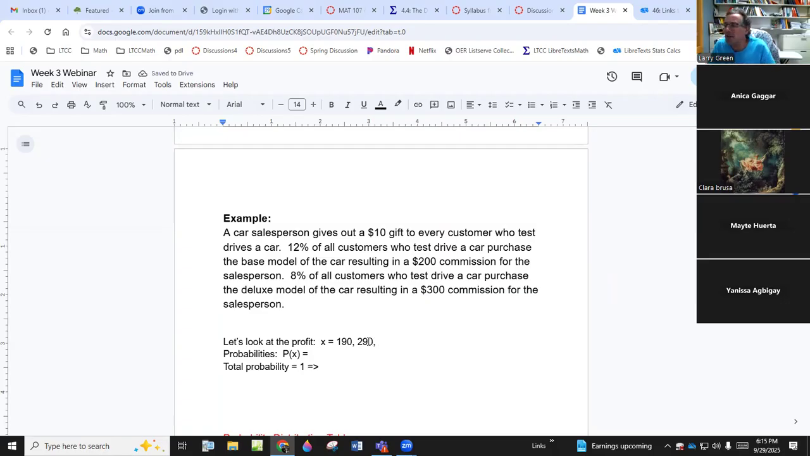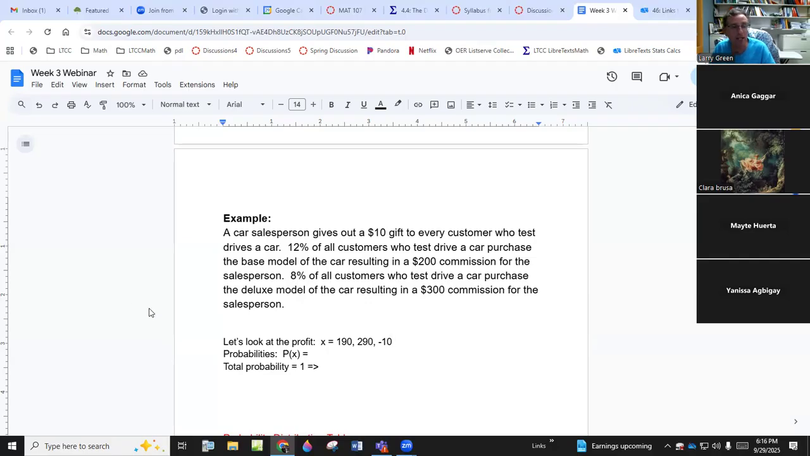And then there is that final profit. What's your profit if the customer says, screw it, I don't want that car, and walks away? What's your profit? Yeah, it's negative 10 because you're getting $0 and you had to pay $10 to give that customer the gift. So it's negative 10. Negatives happen. Any questions on that?